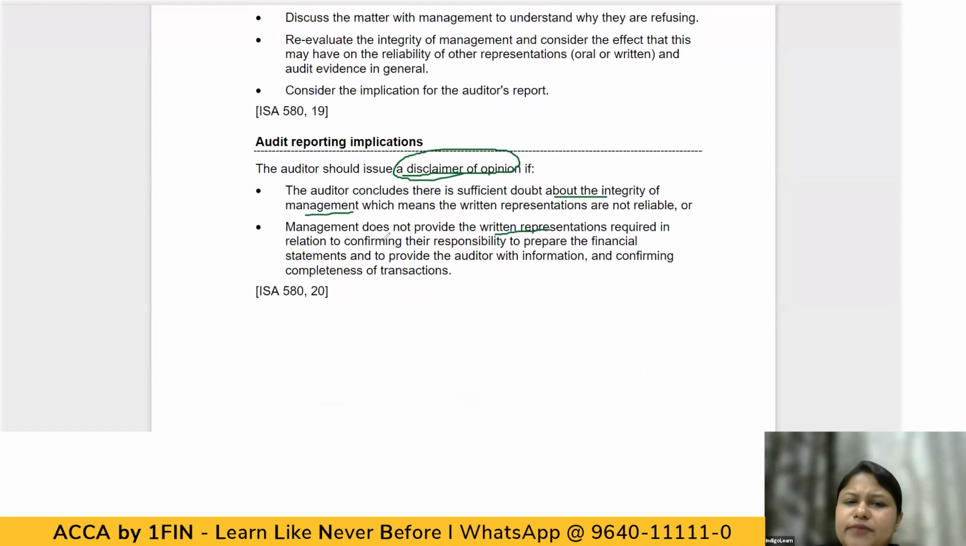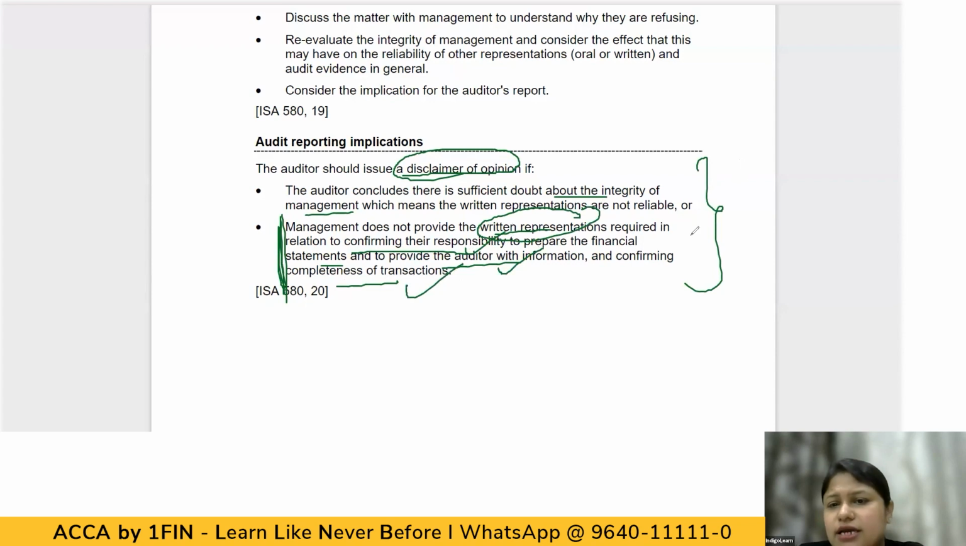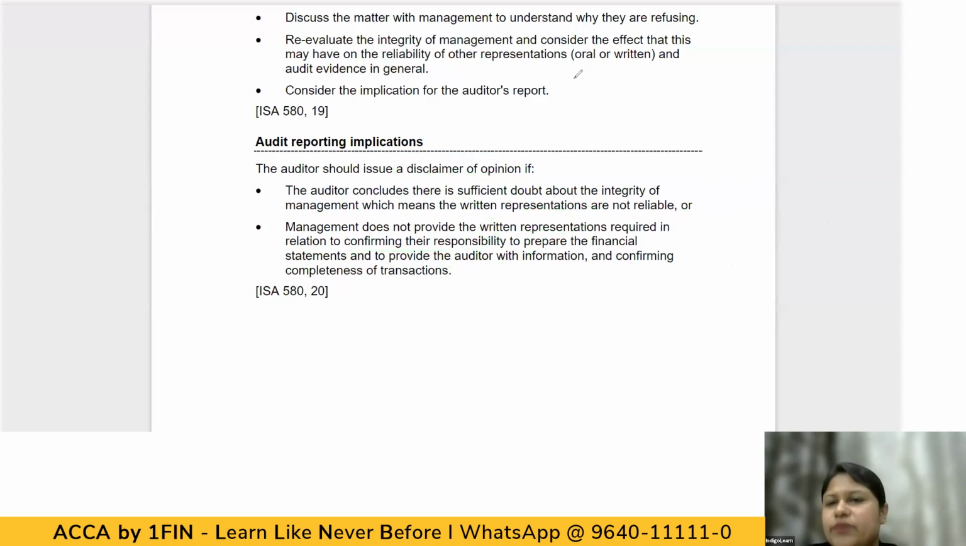If management does not provide written representation in relation to their responsibility to prepare the financial statement, to provide the auditor with information, and to confirm the completeness of the transactions, even though management is doing these things, they are not ready to give it to you in writing. Here also the doubt will start coming, and we say we don't have sufficient appropriate audit evidence to support our conclusion. So in that case also, the auditor will end up giving a disclaimer of opinion.